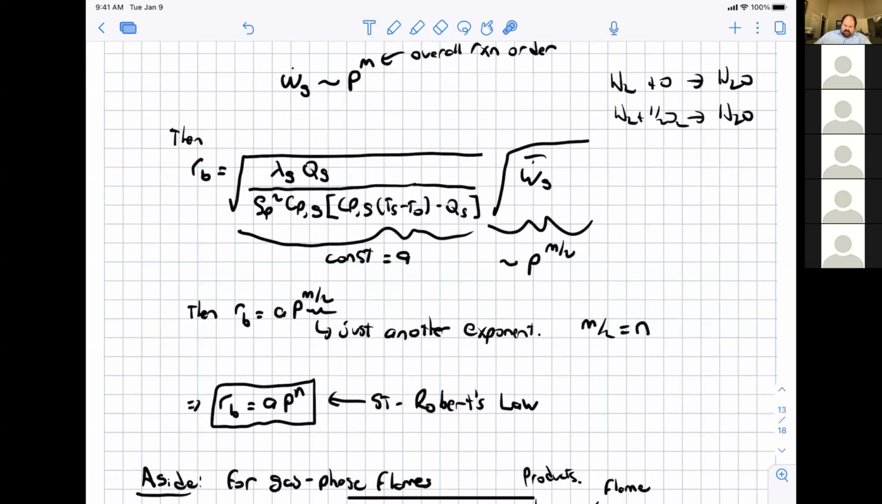Okay, so are there any questions on this? Professor, what's the significance of setting m over 2 equal to n? If they're both just exponents, wouldn't m over 2 tell us the overall reaction order? Yes, but n is just some constant.